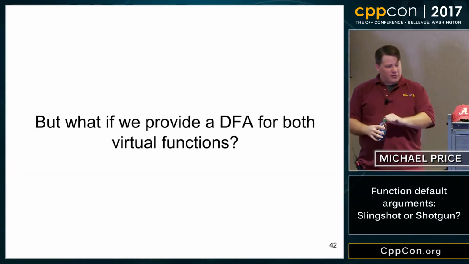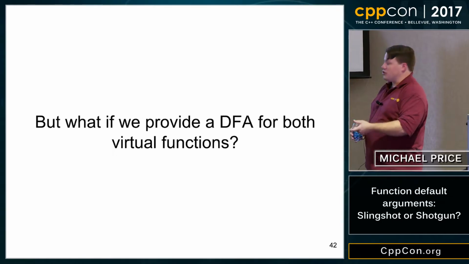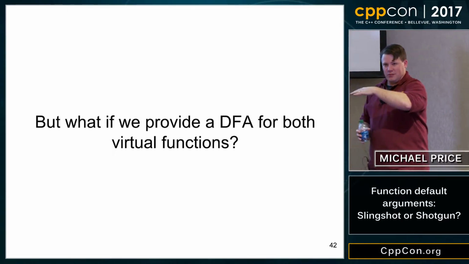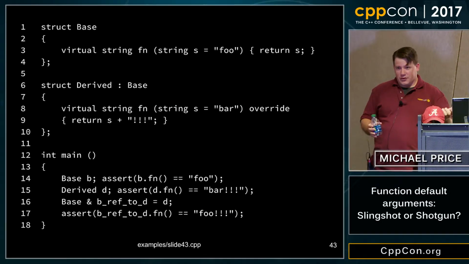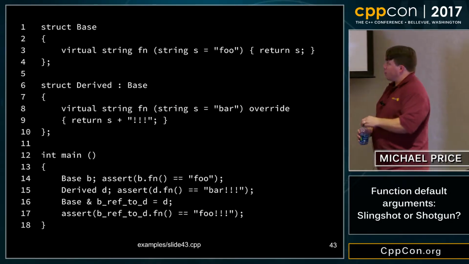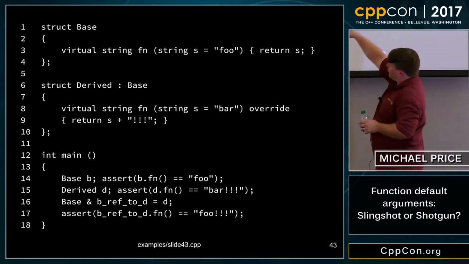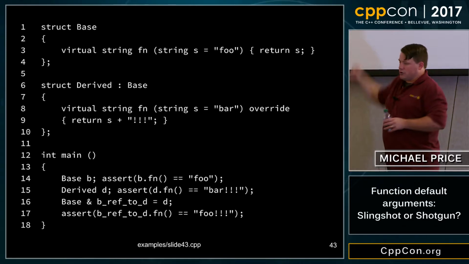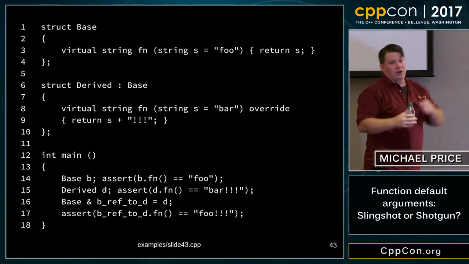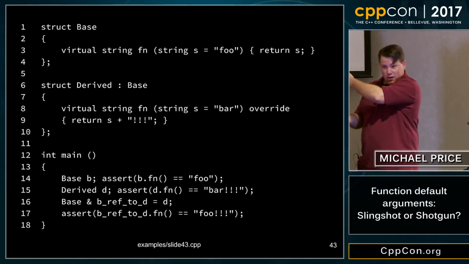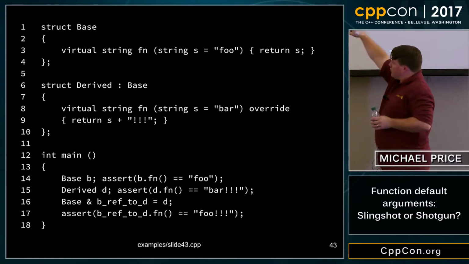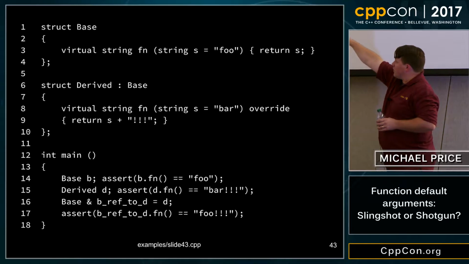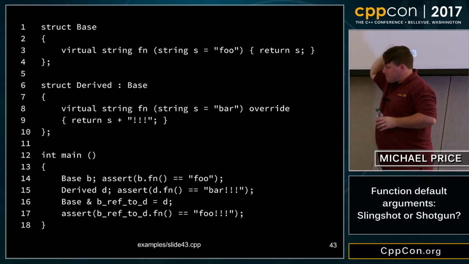Oh, but what happens if we actually do want a default argument for that overriding function? I mean, it's reasonable. You might want to do this. So we do that. Now the derived has a default argument of bar. So if you're calling it from derived with no argument, you would expect bar bang bang bang. And that's what you get. You call d.fn, and you get bar bang bang bang.